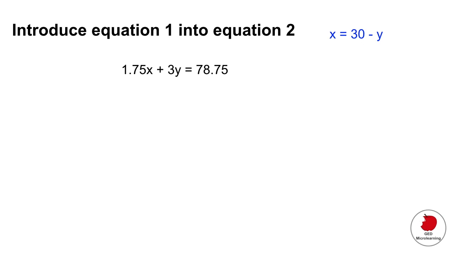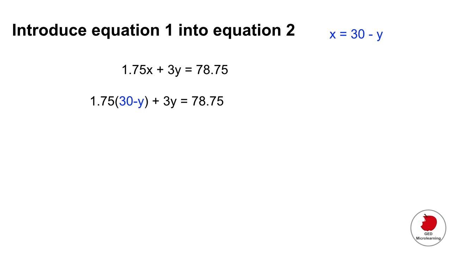Okay, so now that you have your two equations, what you're going to do is introduce equation 1, which appears there in blue, into equation 2. Specifically, you're going to introduce it where the X value is. Okay, so if you look at the equation, it says $1.75 X. So where you have that X, you're going to plug that blue information in, okay, like that.